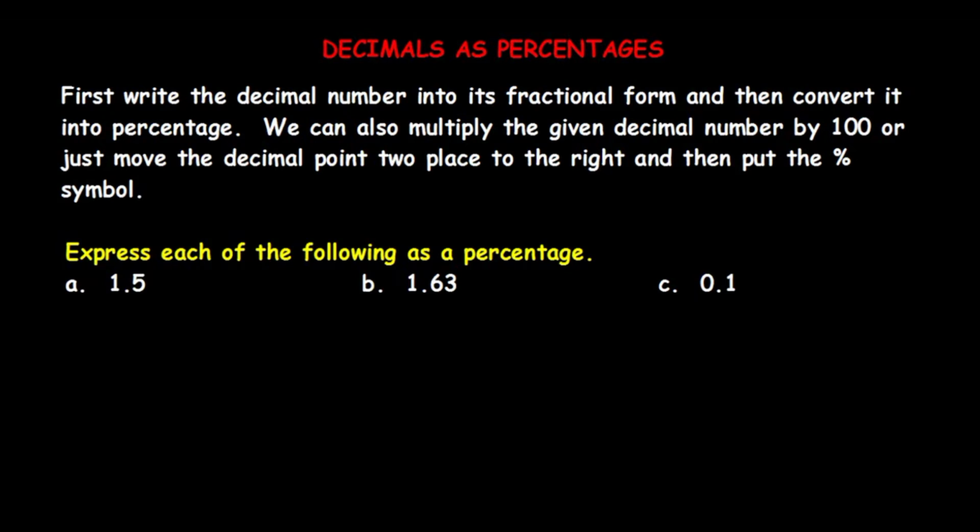There are two methods. The first method is to first write the decimal number in its fractional form and then convert it into percentage. So this is the first model. And the second model is we can also multiply the given decimal number by 100, or just move the decimal point 2 places to the right and then put the percentage symbol. So this is another model.